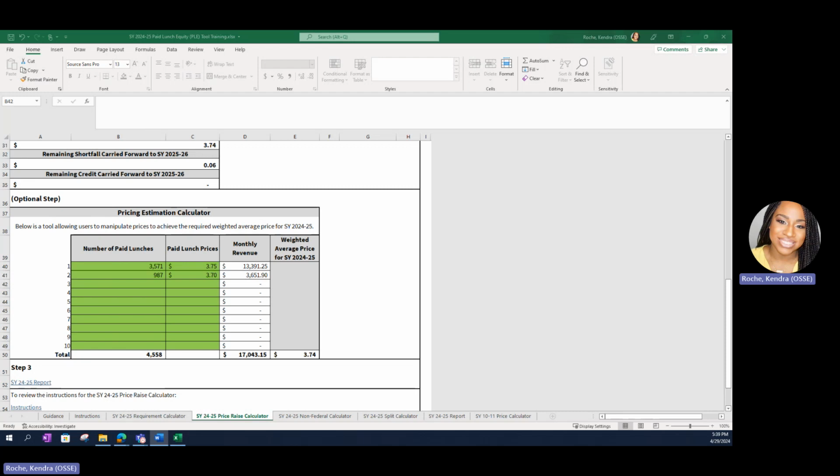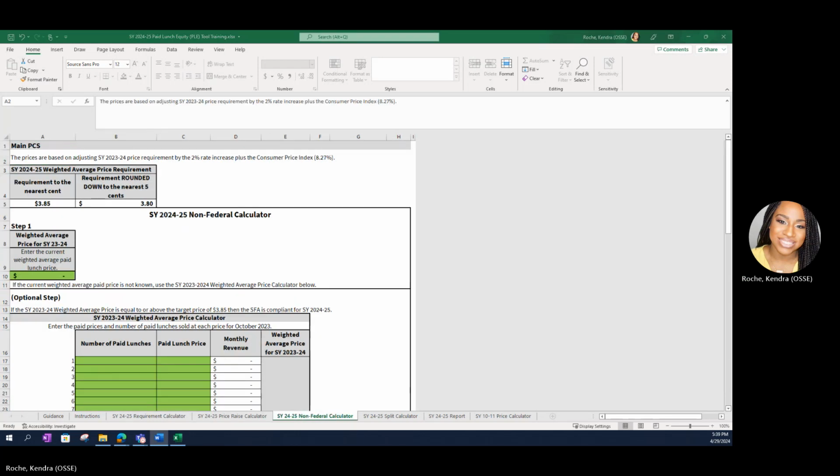The number seen here in the calculator is equal to or greater than the number in box 2, which demonstrates compliance. However, if the SFA chooses not to increase prices, but rather cover the requirement with non-federal funds, then the school year 2024-25 non-federal calculator tab must be completed. The first step on this tab is to enter the current weighted average paid price, which was calculated on the previous page using 2023-24 data.